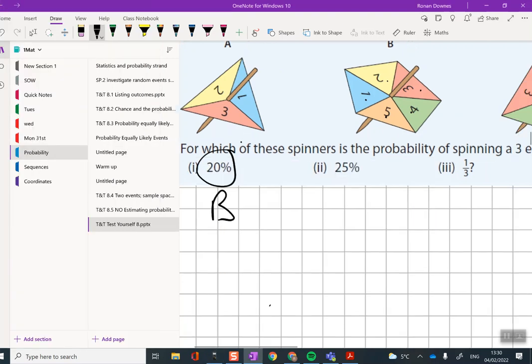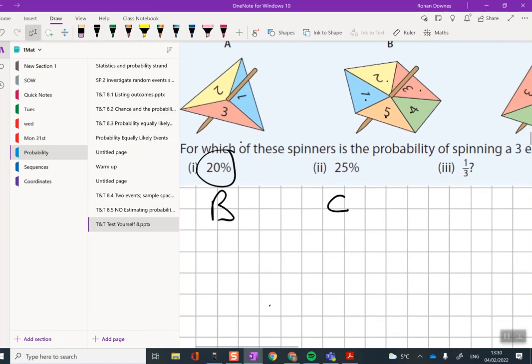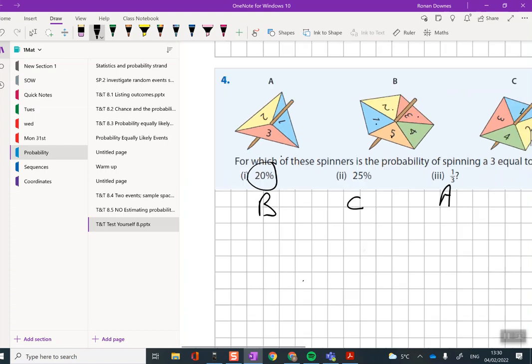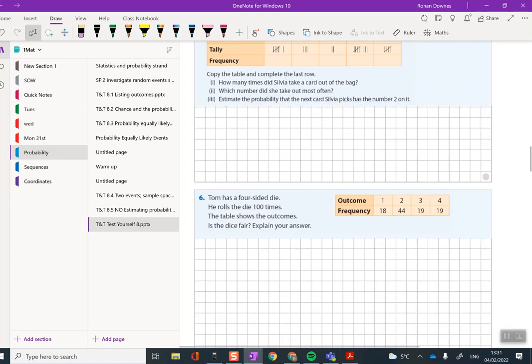So we're looking for a spinner with 4 sections. That's C. The probability of a third should have 3 sections, which is A. Oh, that was a very easy question. And we've only 3 to do. 6, 7, and 8.